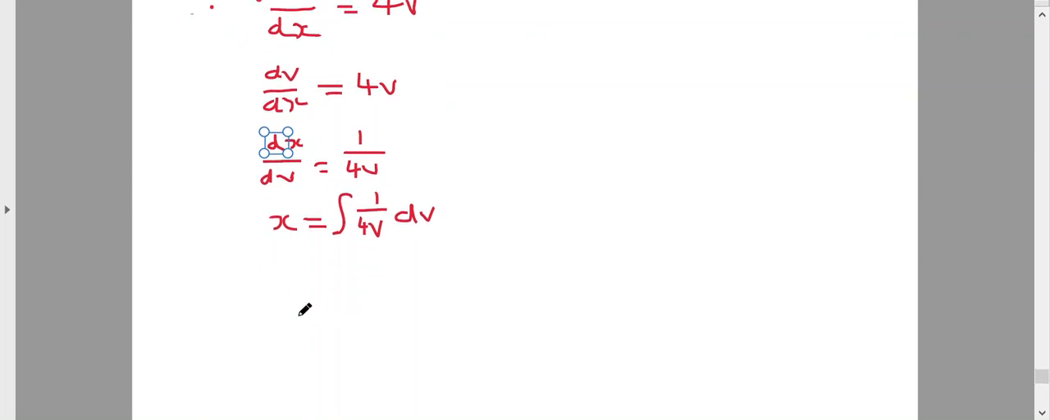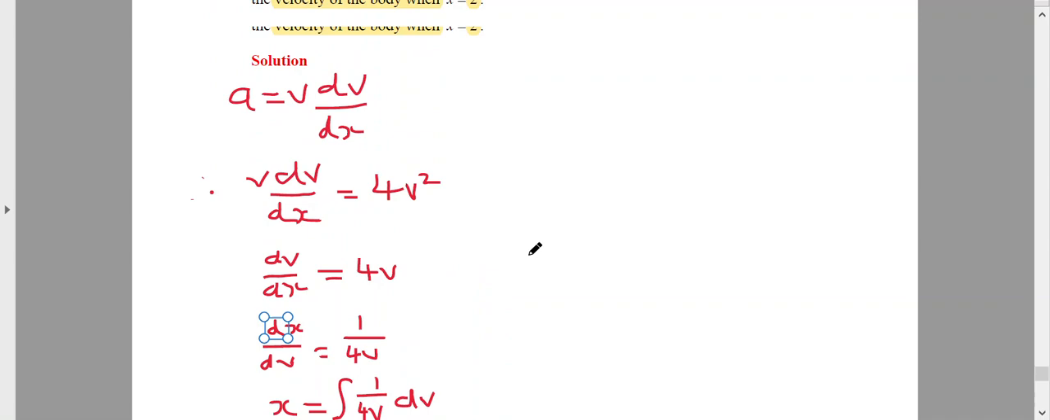I can integrate this function quite easily. I could take out the quarter, and then it's just a quarter times the integral of 1 over v, which is log e of the absolute value of v plus c.